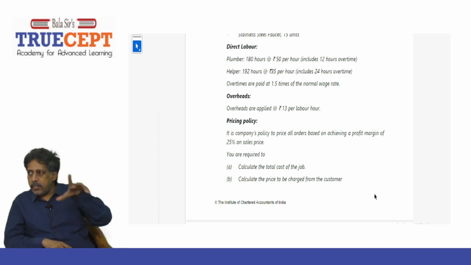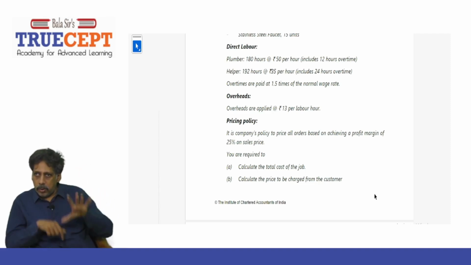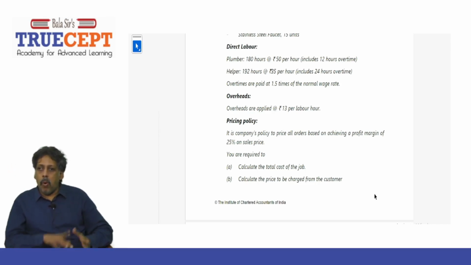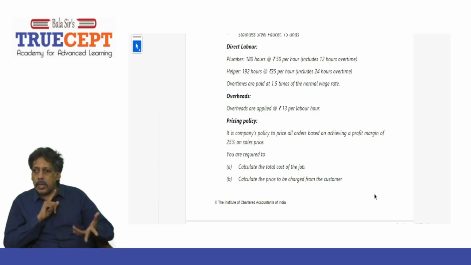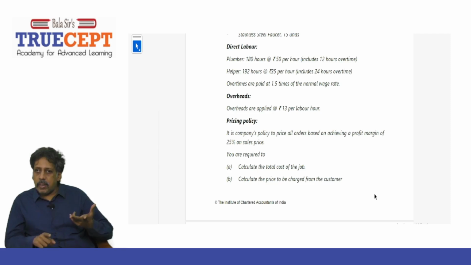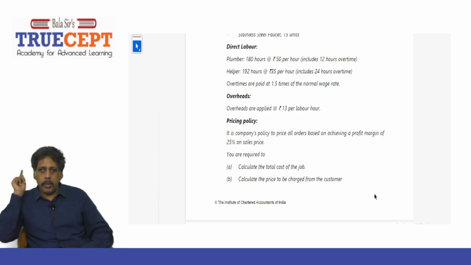Of that 75, 50 is normal, and the 25 is called the overtime premium, OTP. Overtime premium, that 25 rupees is called overtime premium technically. But what is 75 called? Overtime wages. For overtime, the wages are 75 rupees in all. That 50 is normal, and the 25 is called the overtime premium.